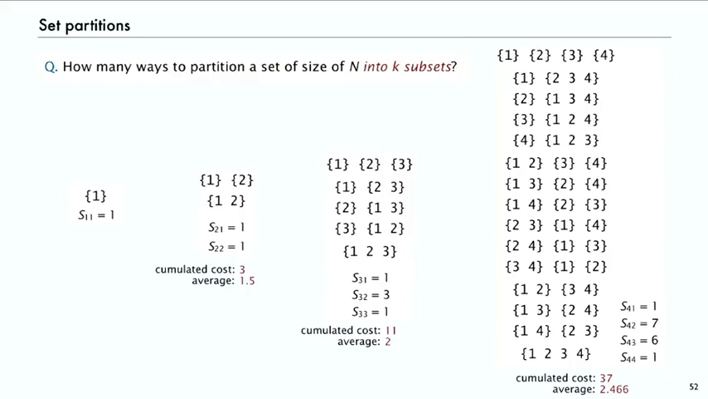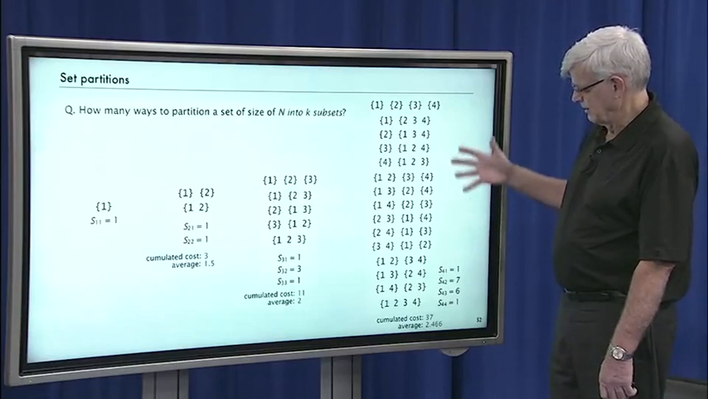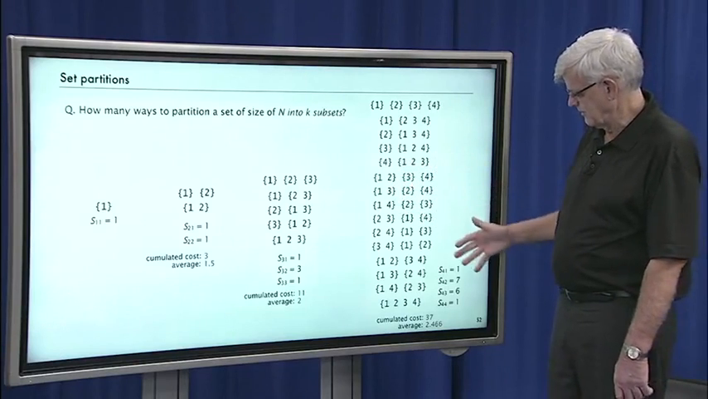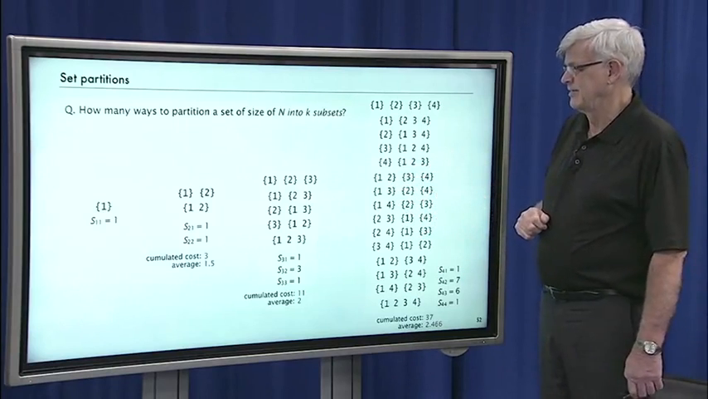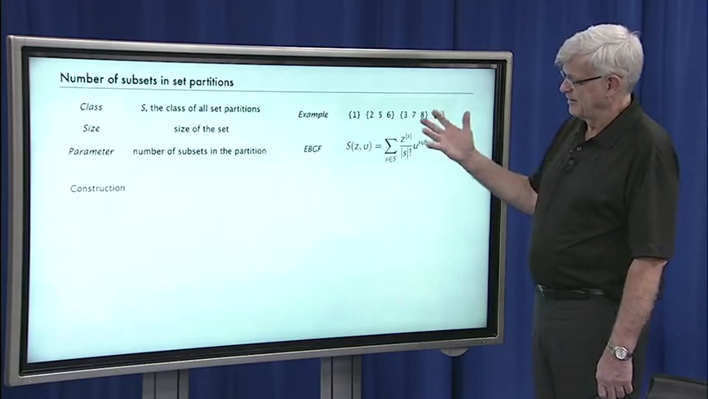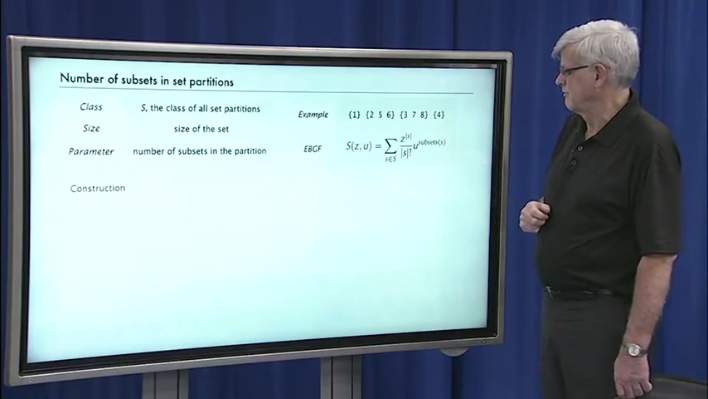For 3, as I just said, there's one that has just 1 subset. There's one that has 3 subsets, and the rest of them have 2. For 4, it's 1, 7, 6, 1. And we can compute the accumulated cost and the average.